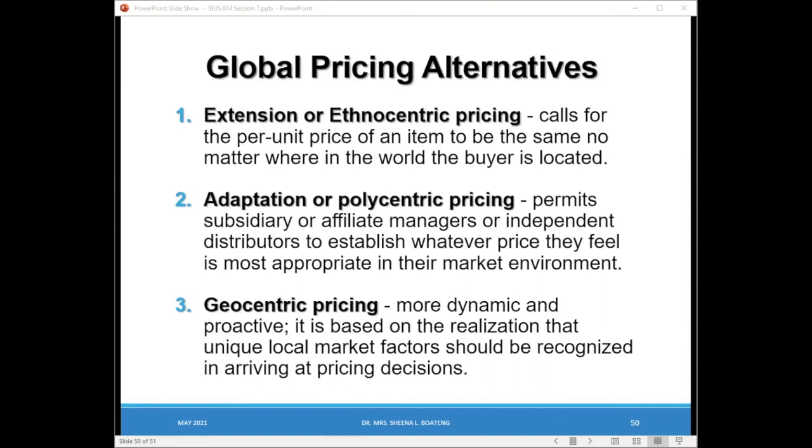So in that case, would you say they were using the geocentric approach because they felt that unique local markets required it to be higher? Or would you say in this case it would be the adaptation or polycentric approach, because it's the same company, but the pricing is different? Well, yes, the value of it is different. That's true. So I think it's a geocentric thing, taking into consideration the currency or exchange rates. Okay, all right. Thank you. You're welcome, Tara.